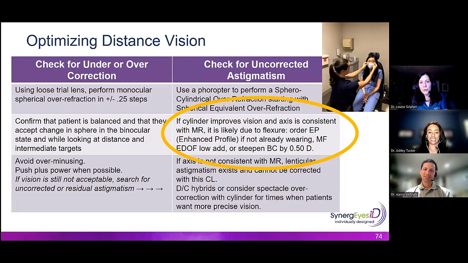And then there's a couple other ways. If you think that there is some lens flexure, potentially because it is a higher astigmat, steepening that base curve by half a diopter we've seen has been working very effectively. And there's another method too, and that is using the extended depth of focus low add. So for those who have some residual non-corneal astigmatism, something about the EDOF might help mask some of that. So keep that in mind too.